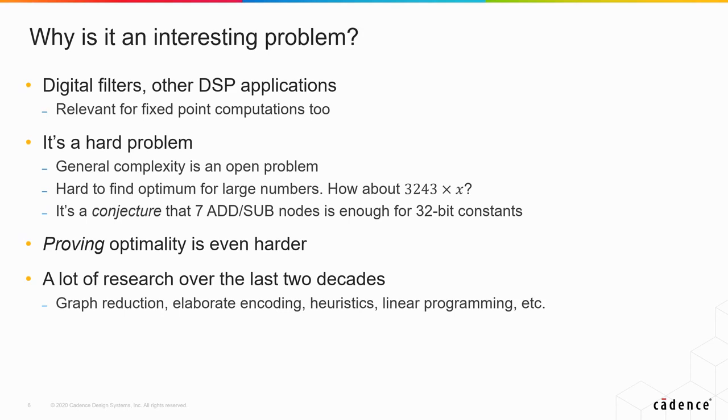There's also a conjecture that 7 adders or subtractors should be enough for all 32-bit multiplications. And it was interesting to play with that too. We also did some experiments in proving optimality of our results, and I'll say a few words about that in the rest of the talk. And this problem is hot. There's been a lot of research done in the last 2 decades using various techniques like graph reduction, playing with encoding, heuristic, and more recently linear programming. So it was interesting to see if we can contribute something.